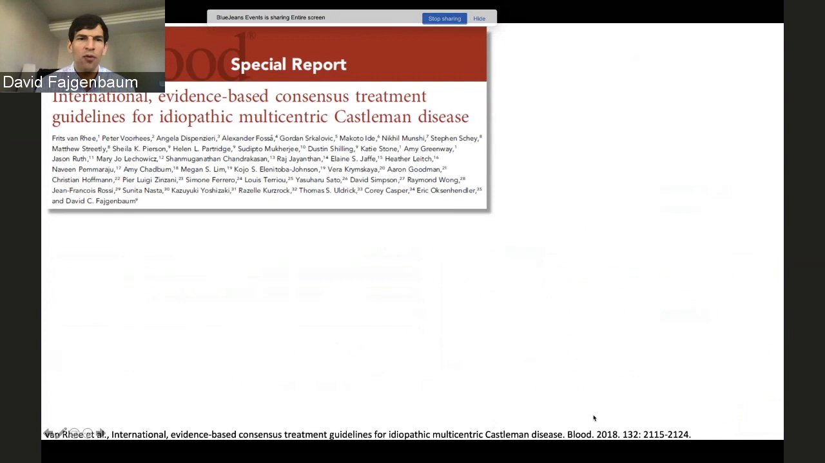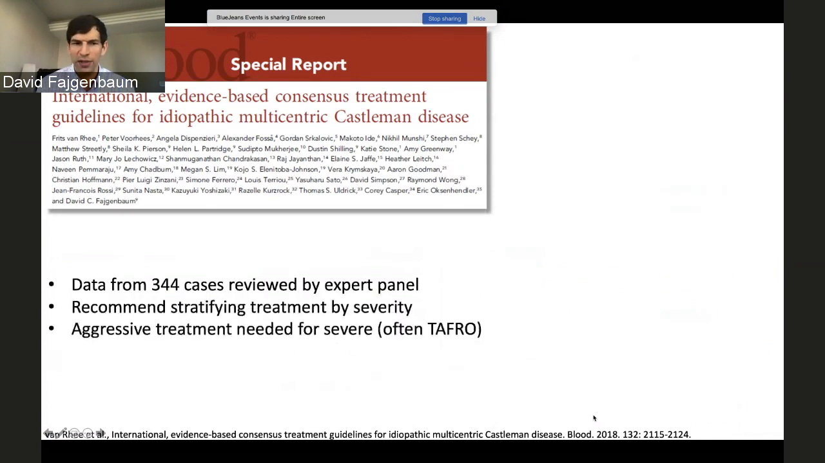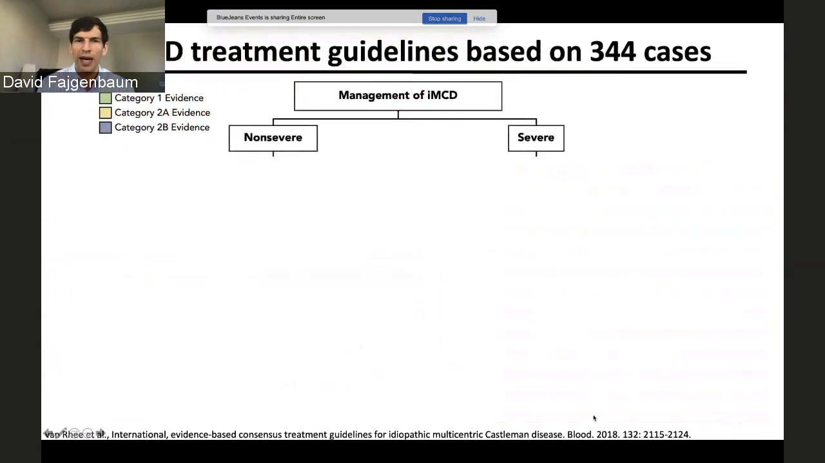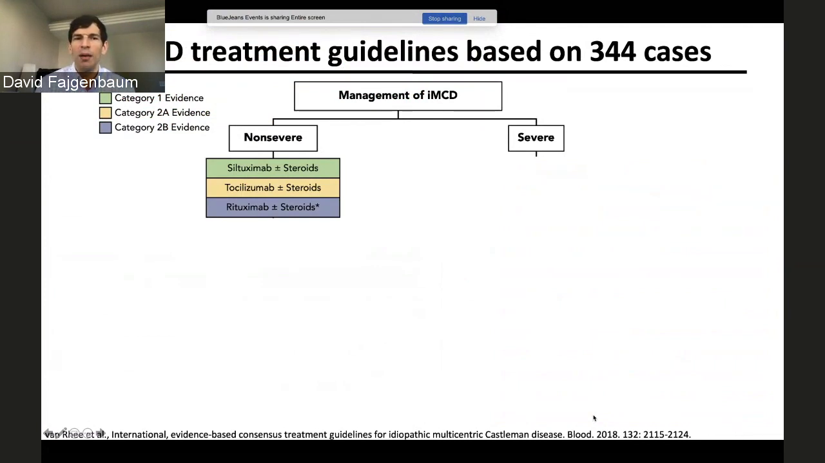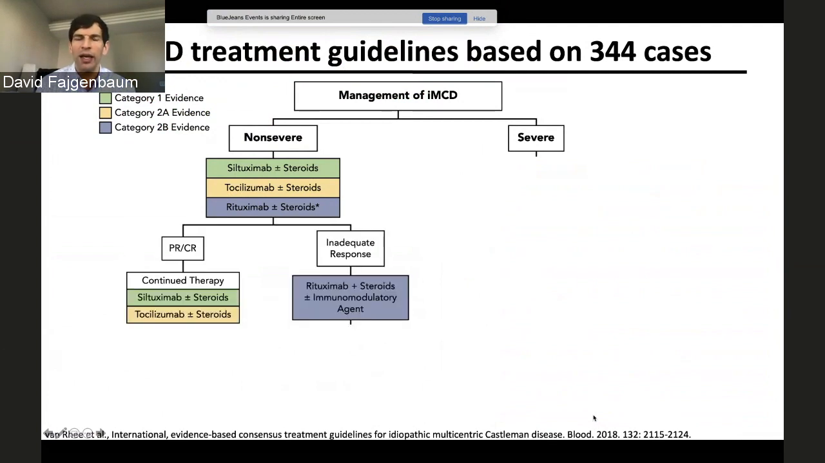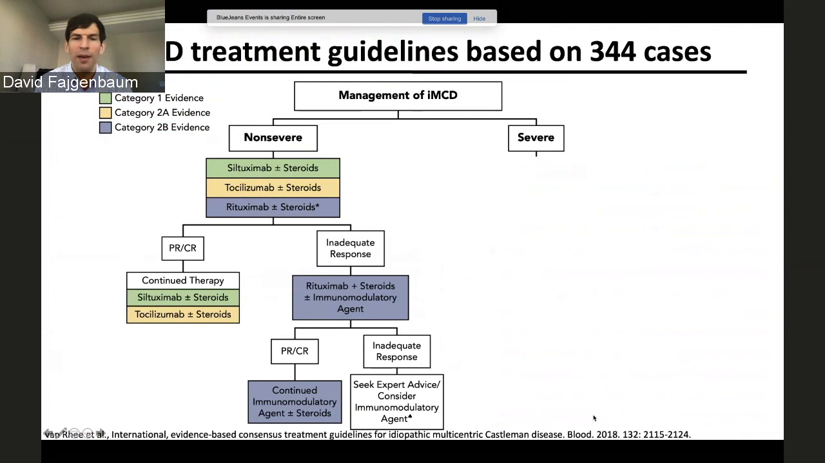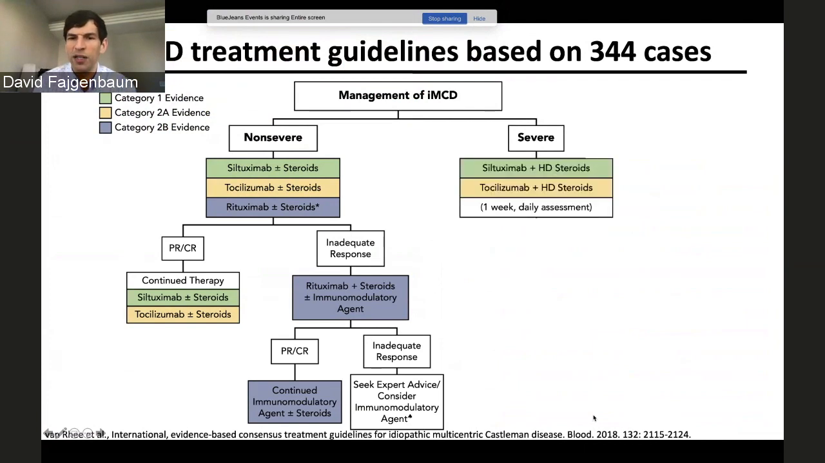So a couple years ago, we pulled together data from a large number of patients to establish the first ever treatment guidelines for iMCd. And I'm not going to go into this in too much depth, but basically, regardless of whether you're severe or non-severe, we recommend IL-6 blockade frontline. And if patients don't respond to IL-6 blockade and they're quote unquote non-severe, which means they're really not in the ICU, but they're likely still hospitalized, those patients can get some targeted therapies like rituximab or immunomodulators. But unfortunately, there's very little data on what's best to do for patients who fail IL-6 blockade.